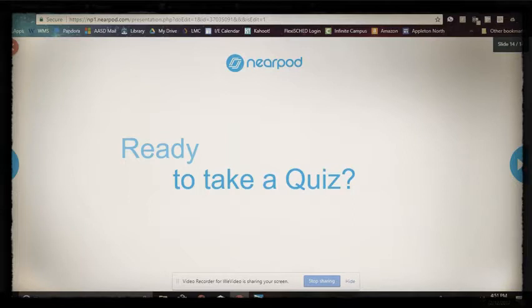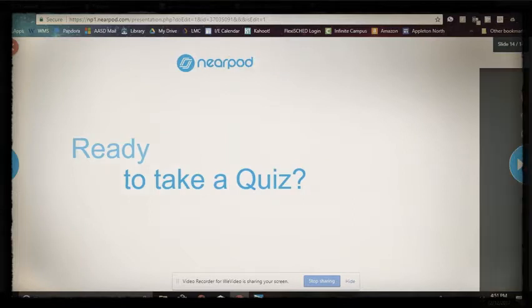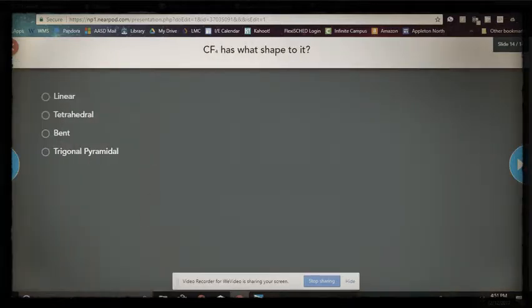That one, and we're going to take a quiz. So let's look at CF4. What shape would this be? Well, there's only one choice for 5 atoms in our class, so that is going to be tetrahedral, because a linear would be for 2 atoms or 3 atoms if there's no lone pairs on that central atom. Bent would be for 3 atoms if there were lone pairs on the central atom, and trigonal pyramidal is for 4 atoms. So CF4 has 5 atoms, so therefore it's tetrahedral.